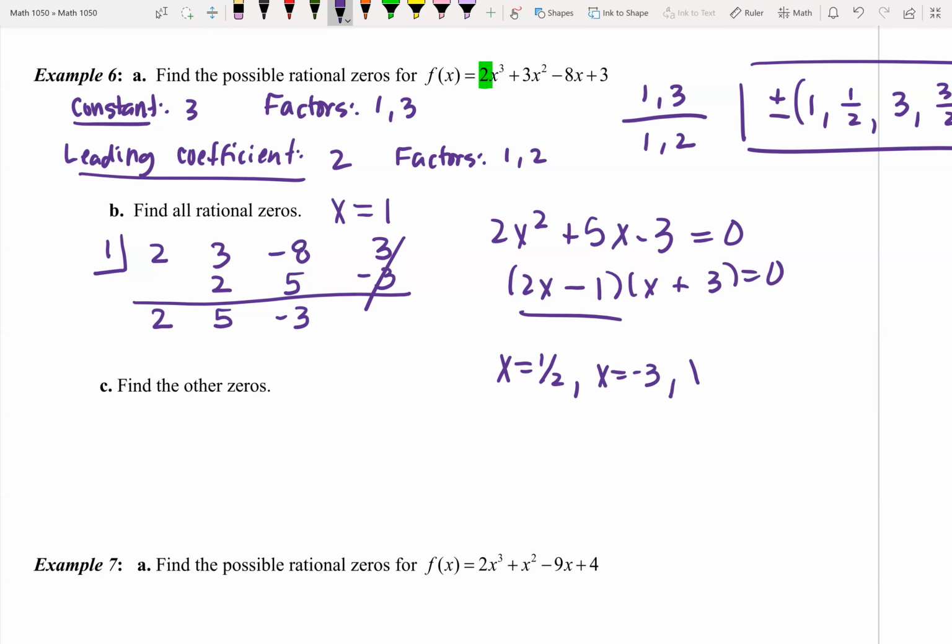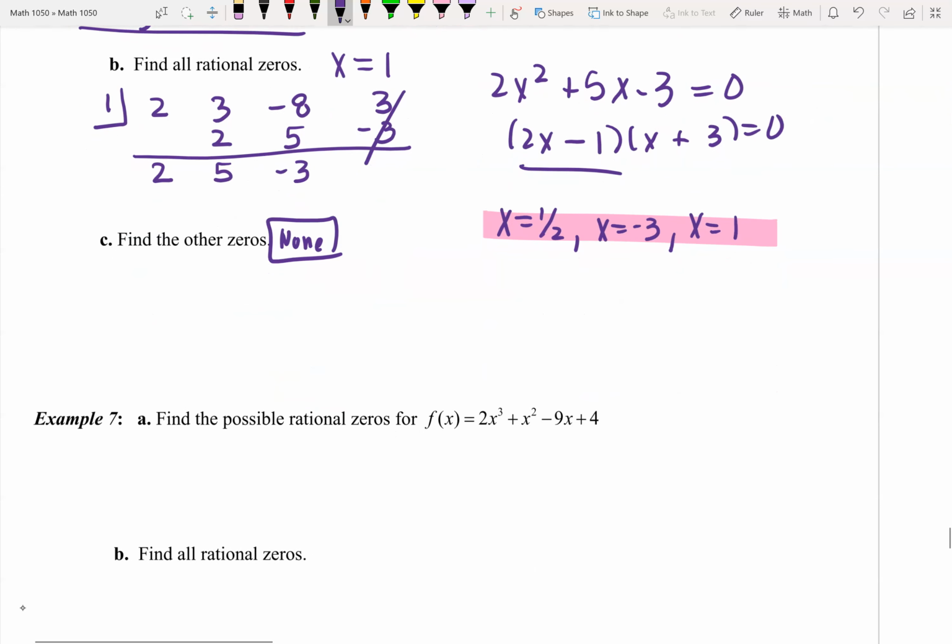You have to include the x equals 1 that we started with as well. Those are my answers. It's an x to the third, so I'm only supposed to have 3 answers. I'm done. That problem's over. The other zeros, there are none. Other zeros, none. What is an other zero?